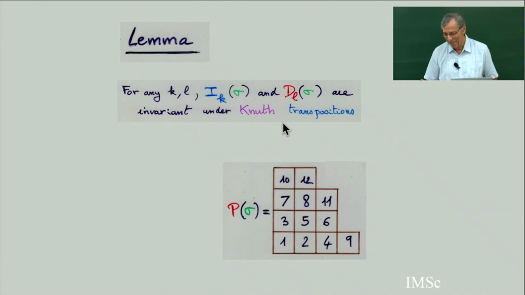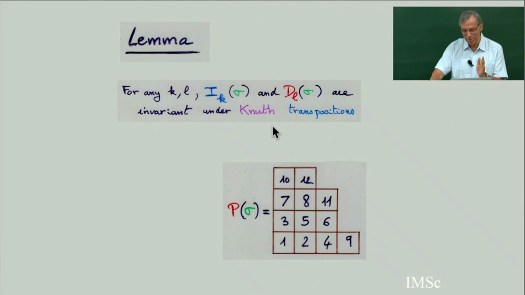But we did prove this last time. No. No, the P shape does not change. We showed that the P shape does not change, yes. Oh, okay. I'm assuming that. So I need this to prove the Greene theorem.